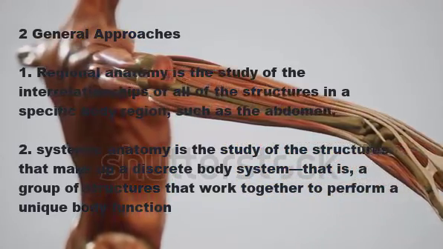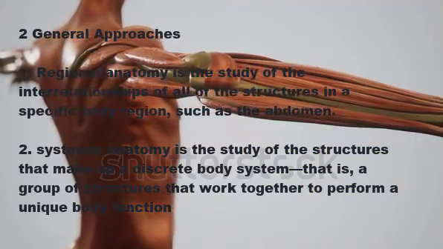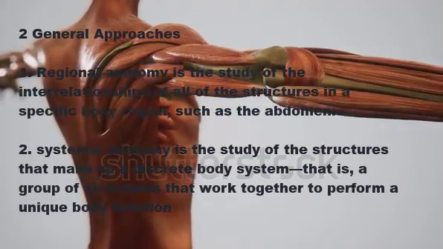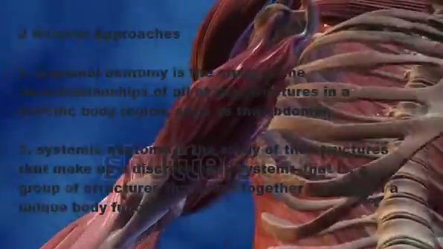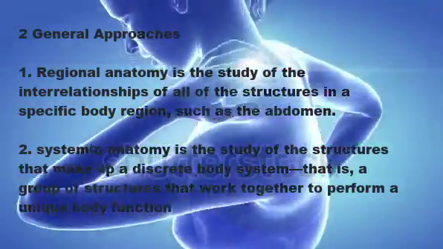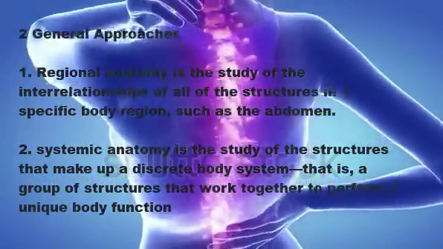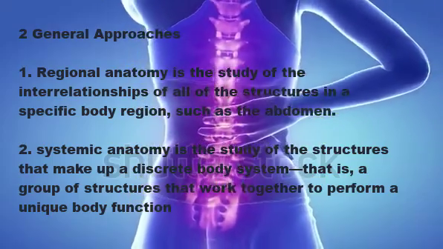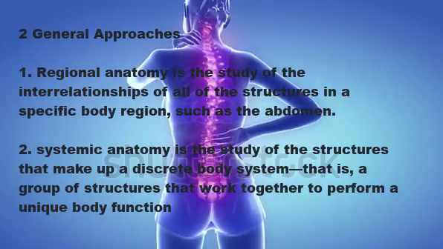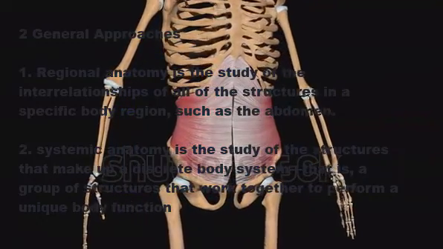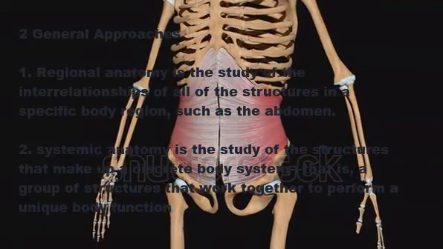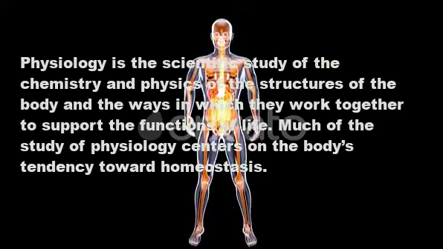In contrast, the other one is systemic anatomy, which is the study of the structures that make up a discrete body system, that is, a group of structures that work together to perform a unique body function. For example, a systemic anatomical study of the muscular system would consider all of the skeletal muscles of the body.